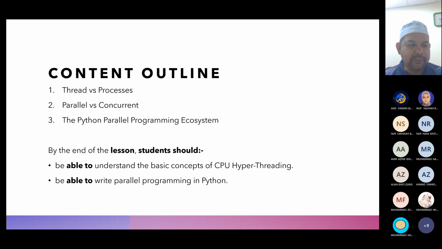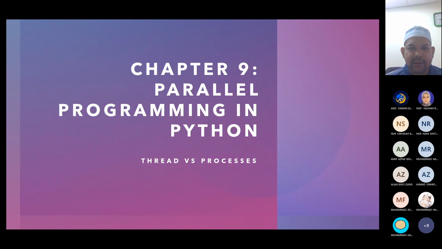Our lesson outcome: by the end of the lesson, students should be able to understand the basic concept of CPU hyperthreading, and students should be able to write parallel programming in Python. Okay, ready? First, we look into what is the difference between thread and process. Thread versus process.